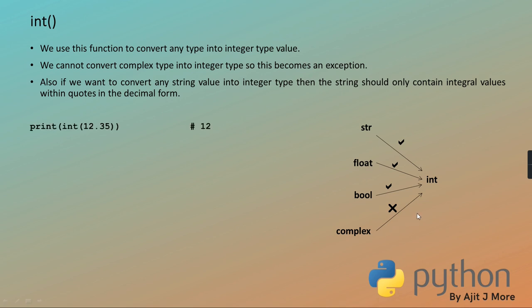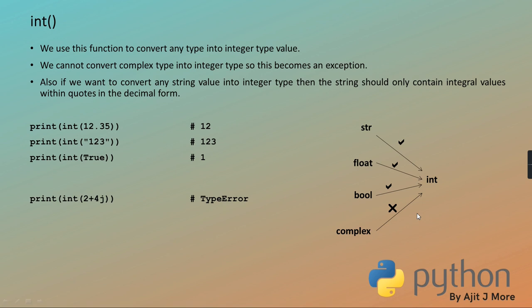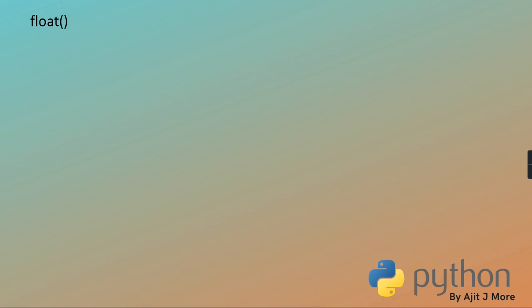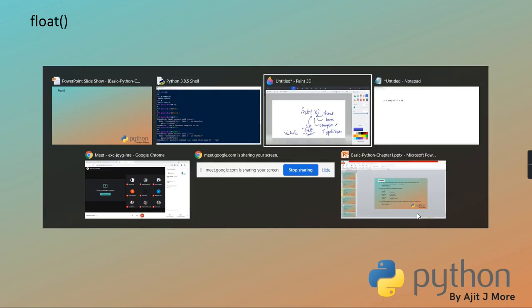Both are different. Quick example: 12.35 to integer, 0.35 is lost. Double quote 123 converts to integer, it's a legal integer. True is boolean to 1. But here you are trying to convert 2 plus 4j, that is complex, not allowed. And you are trying to convert a string Python to integer, not allowed. It gives a value error. Both are different.